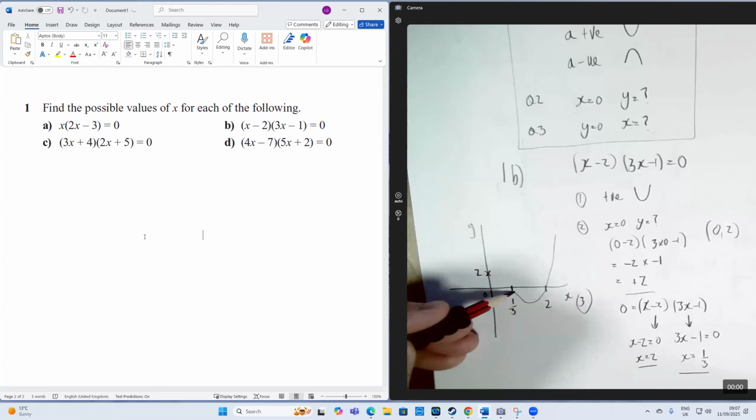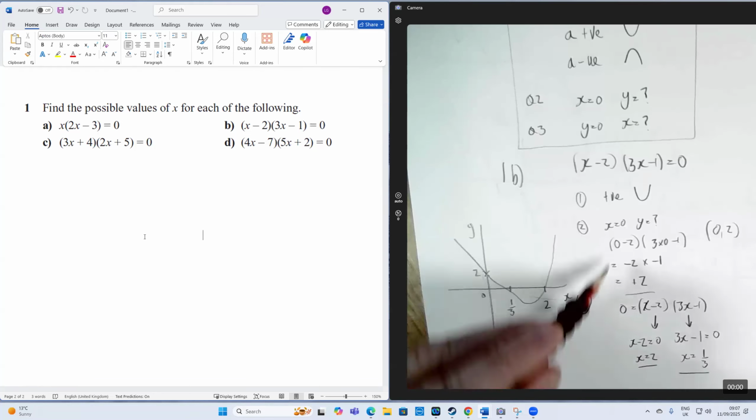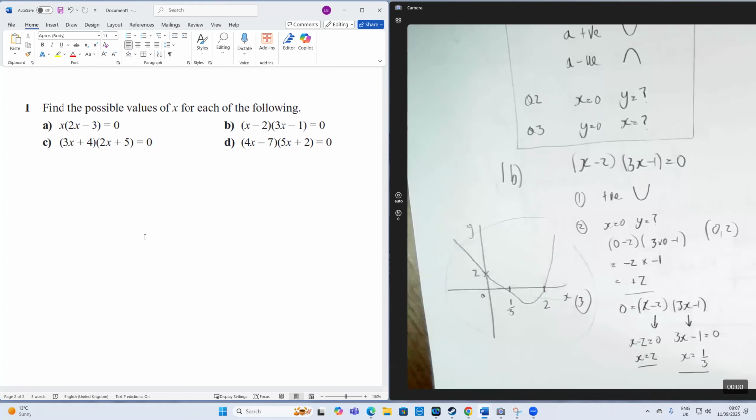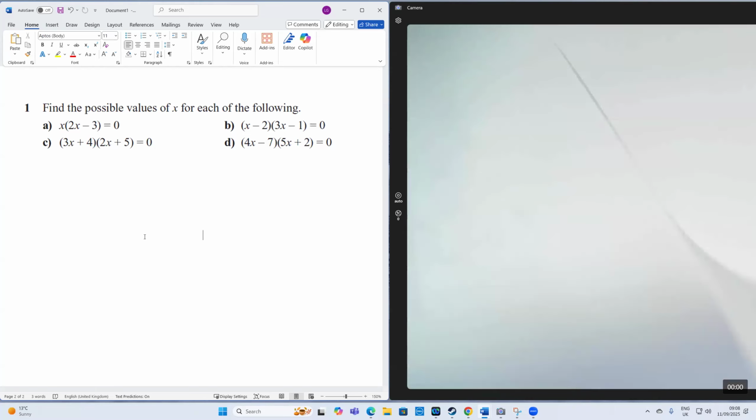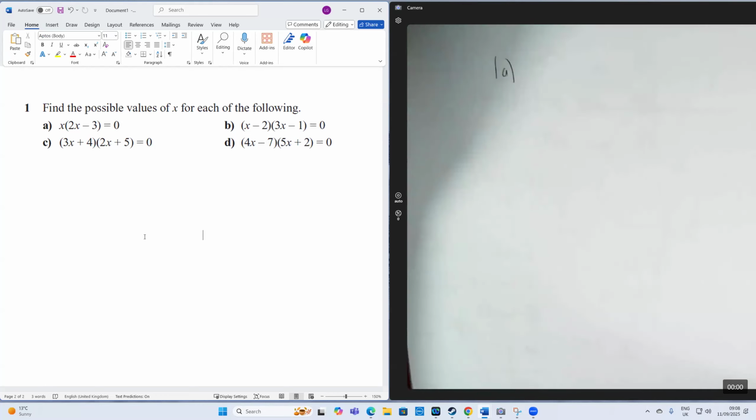It's going through all of these points, and that's where my sketch not being very good, but that's a sketch for B. Now let's do one more. Let's do a couple more. Let's do A. Now for A, what's going on is you'll notice that there's an X outside the bracket for 1A. And whenever you've got an X outside the bracket, it means the curve is going to go through the origin. So that's just something to be aware of. It's going to go through the origin.